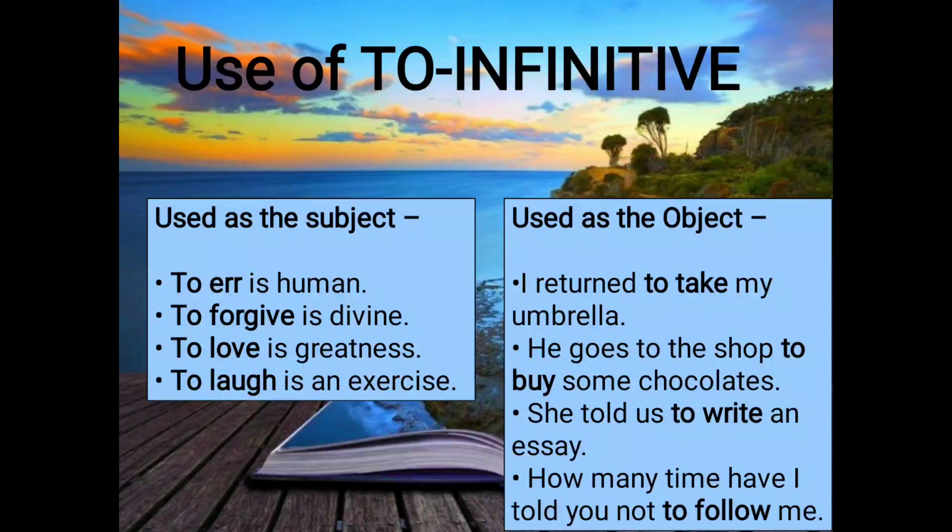Uses of to infinitive: used as the subject and used as the object. Used as the subject: To err is human. To forgive is divine. To love is greatness. To laugh is an exercise. Used as the object: I returned to take my umbrella. He goes to the shop to buy some chocolates. She told us to write an essay. How many times have I told you not to follow me?